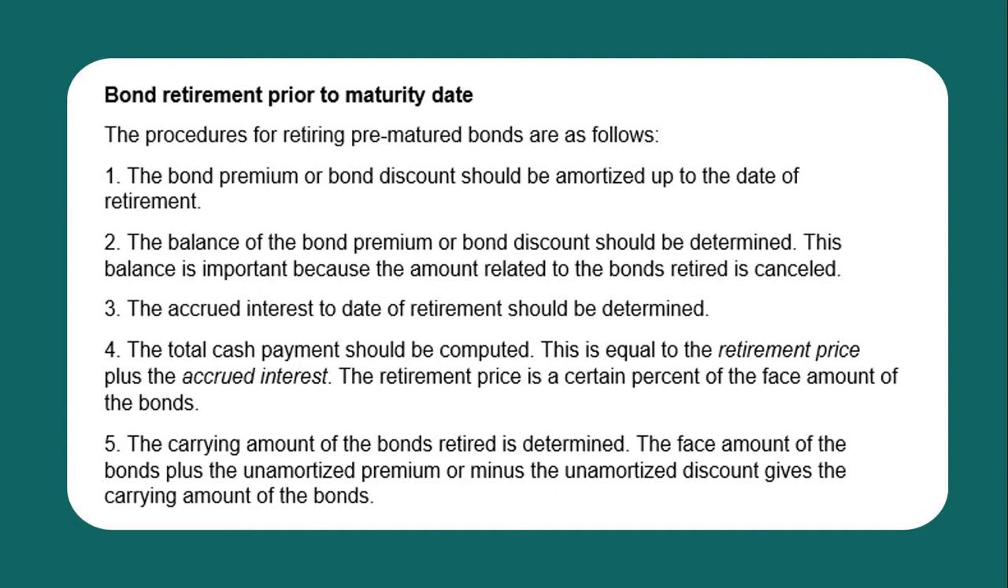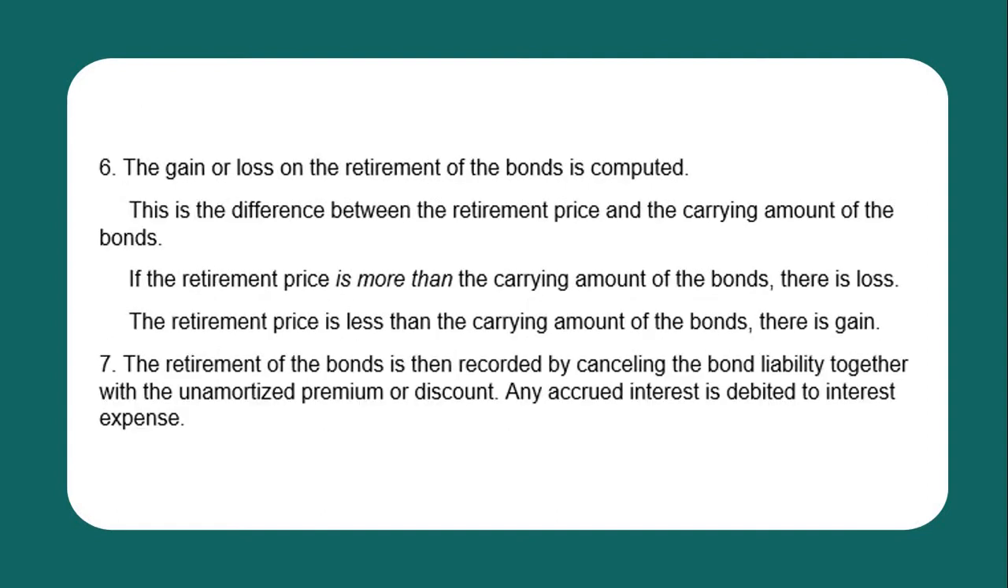Now, after getting the total cash payment, determine the carrying amount of the bonds retired. So, in getting the carrying amount of the bonds retired, face amount less the balance of the discount on bonds payable or plus the balance of the premium on bonds payable. Now, the carrying amount and the retirement price will then be compared to get either the gain or loss on retirement. There is said to be a gain if the retirement price is less than the carrying amount, then loss if the retirement price is more than the carrying amount. Then, all such items determined will be recorded in a journal entry.